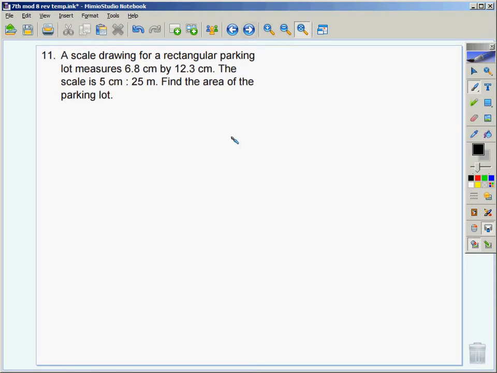Number 11. Maybe the hardest one that's up there. First off, they said a scale drawing of a regular rectangular parking lot measures 6.8 by 12.3. So they said that you've got like a blueprint of it, and this is the measurement. The scale is 5 centimeters to 25 meters.